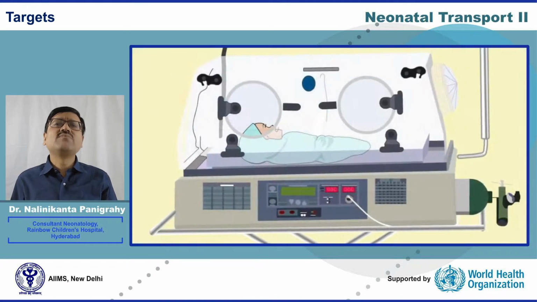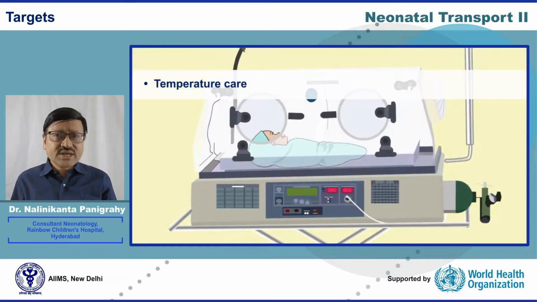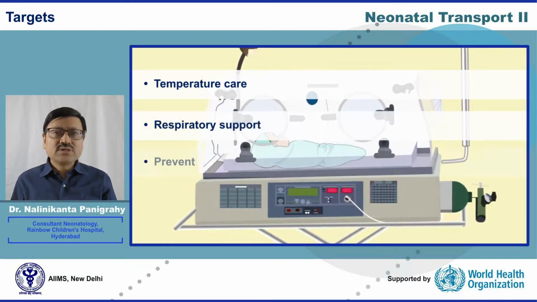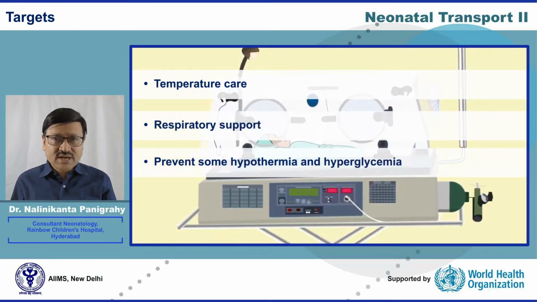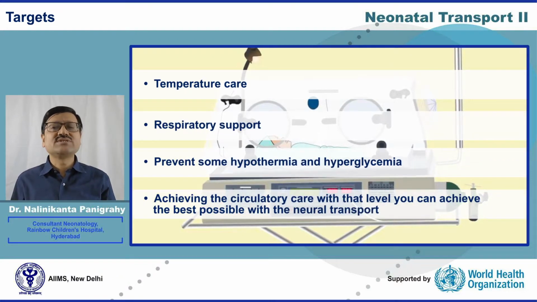So with this, our target should be common things to achieve, like temperature care, respiratory support, prevention of hypothermia and hypoglycemia, and achieving circulatory care. With that, we can achieve the best possible with neonatal transport.